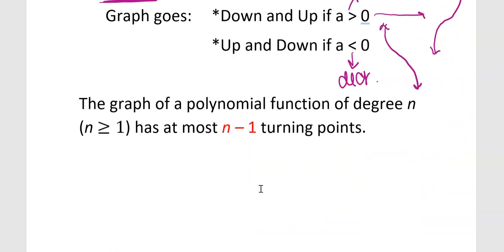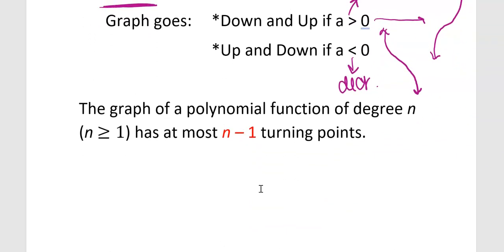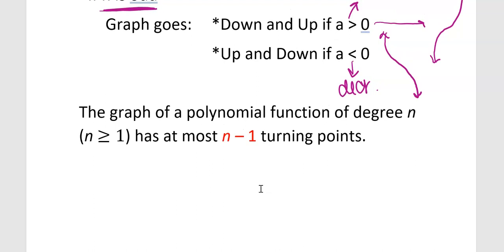Okay, so the number of turning points, you look at the degree of it. So you look for the highest one. And let's say it's a 5. It's one less than that. So if the degree is 5, you have at most 4 turning points. It doesn't mean you always have 4. It means you could have 4 if it's a crazy graph. And most of the time, you don't have that many.